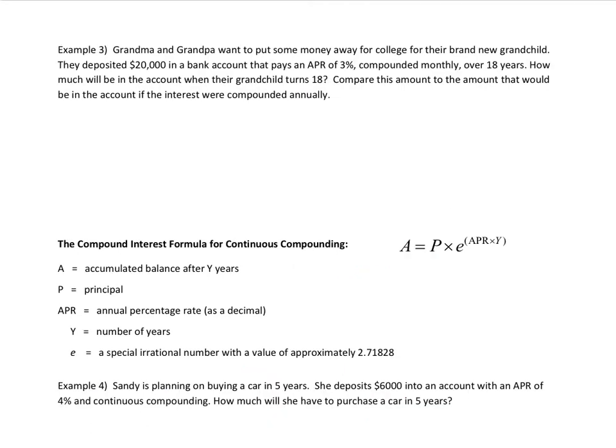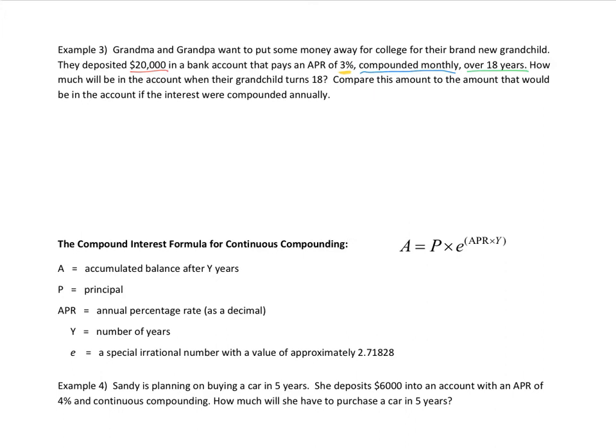So here we have an example, example 3. It says, Grandma and Grandpa want to put some money away for college for their brand new grandchild. They deposited $20,000 in a bank account that pays an APR of 3%, compounded monthly, over 18 years. So that's another piece of good information. We have another piece of information here and here. All right. How much will be in the account when their grandchild turns 18?